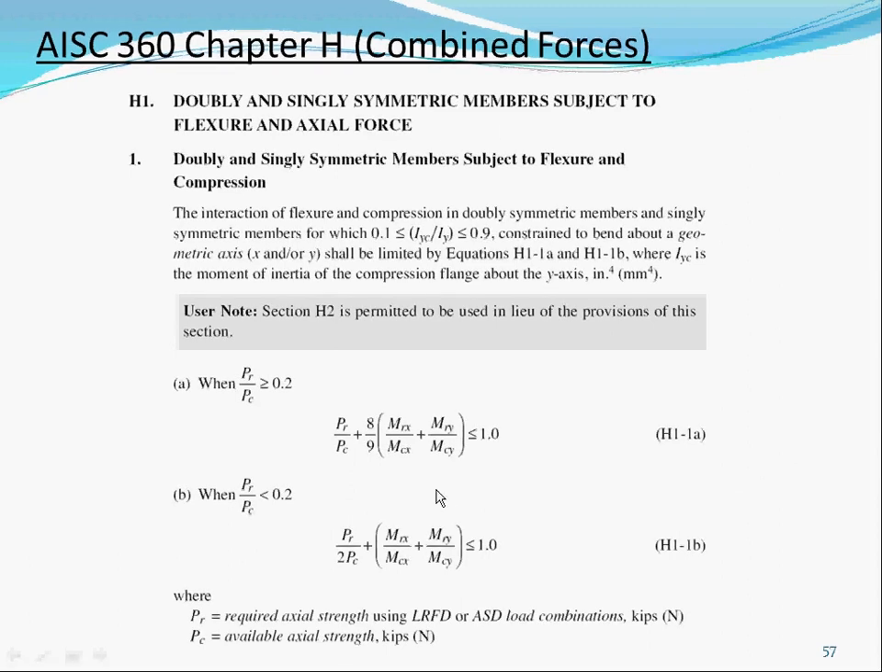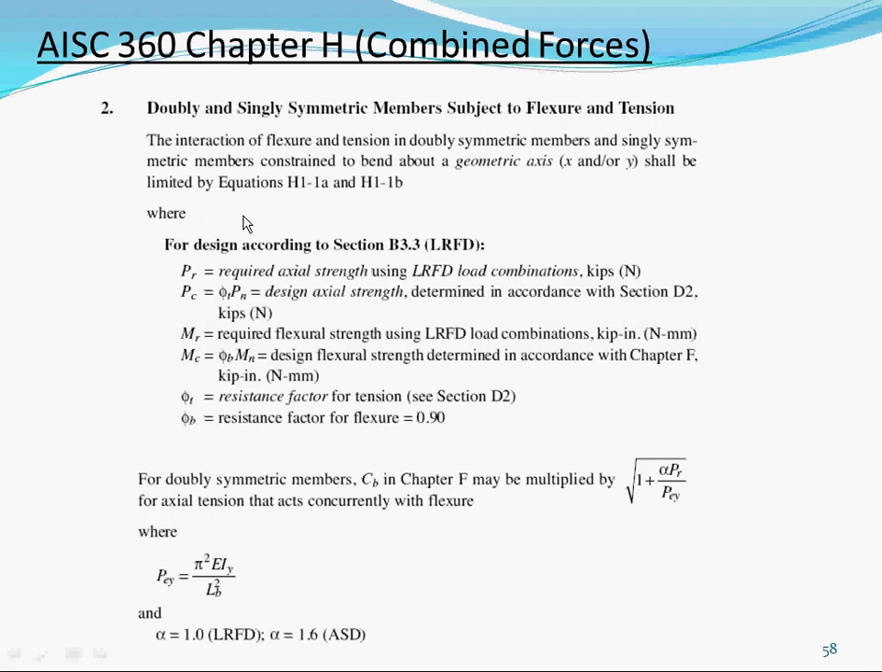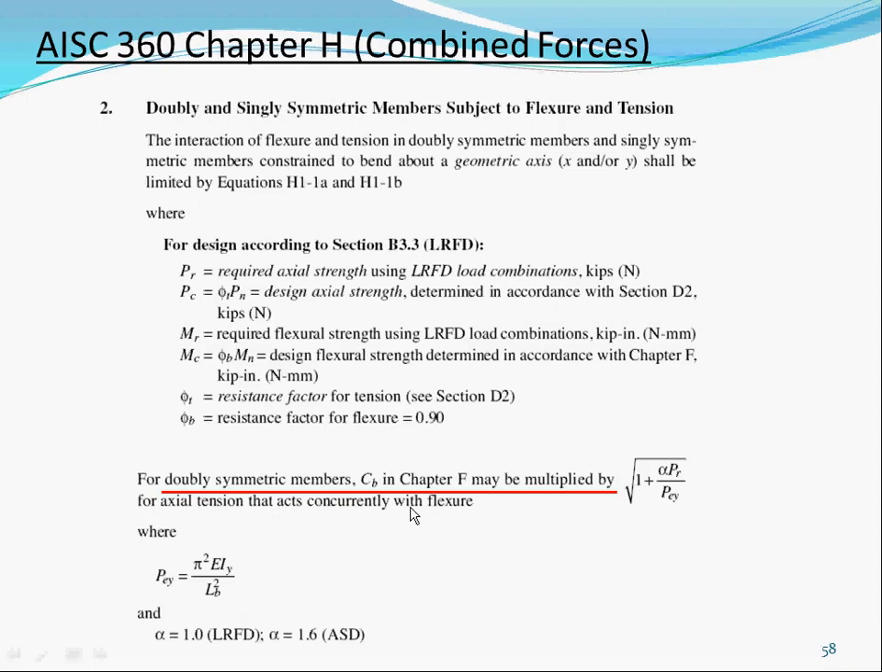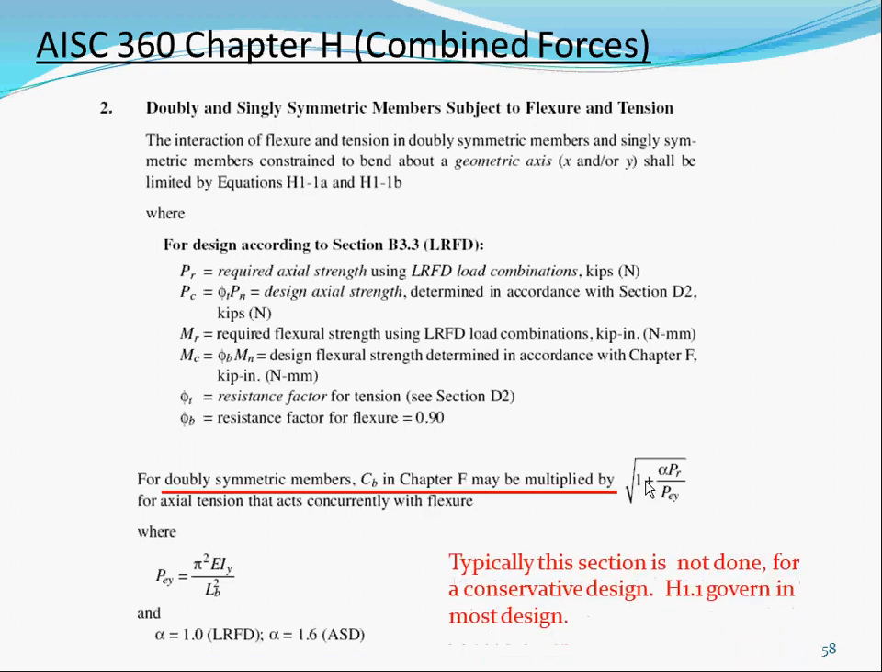This is for compression. There is another one for tension later on, and typically for tension you could account for the Cb and multiply by that capacity. So you get an increase in capacity for tension, because with moment plus axial compression the effect is worse. When you're pulling on it, your effect actually gets better by tension. So most of the time it is controlled by H1 instead of H2. So typically this section does not govern and is conservative design, and H1.1 governs most design.